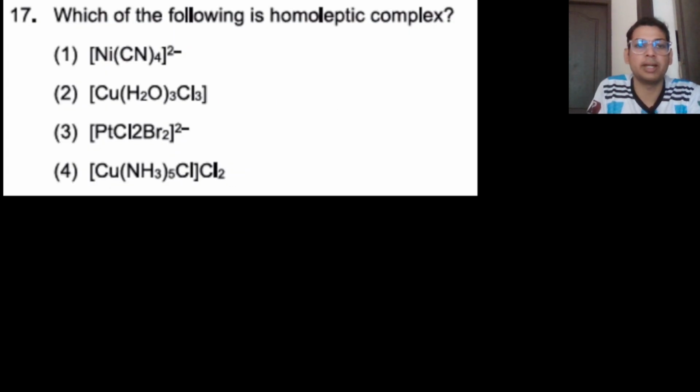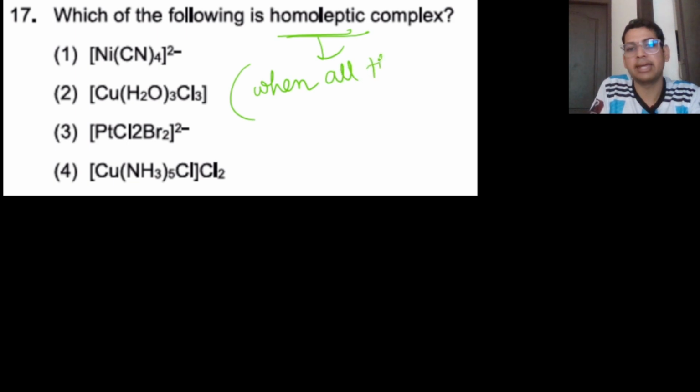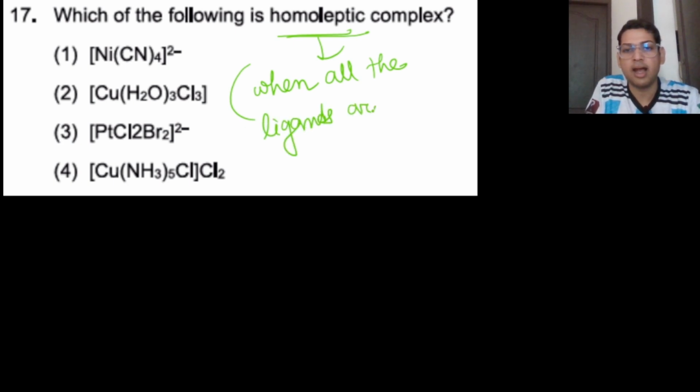Which of the following is a homoleptic complex? This is probably the easiest. We have to understand homoleptic. What is homoleptic? When all the ligands, or we can say ligands, whatever you are pronouncing, that's correct, no problem, all the ligands are same, that is called homoleptic.